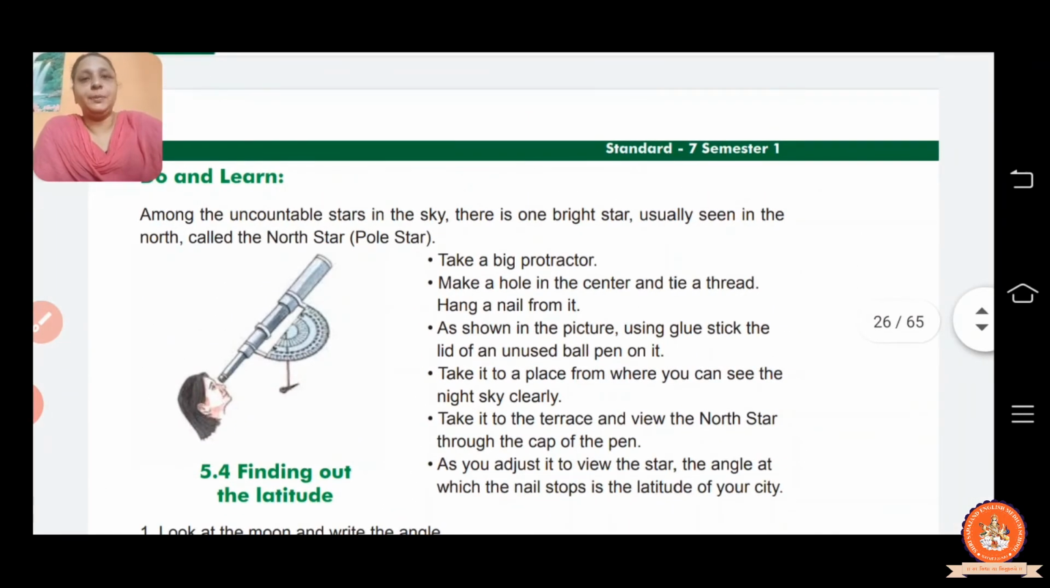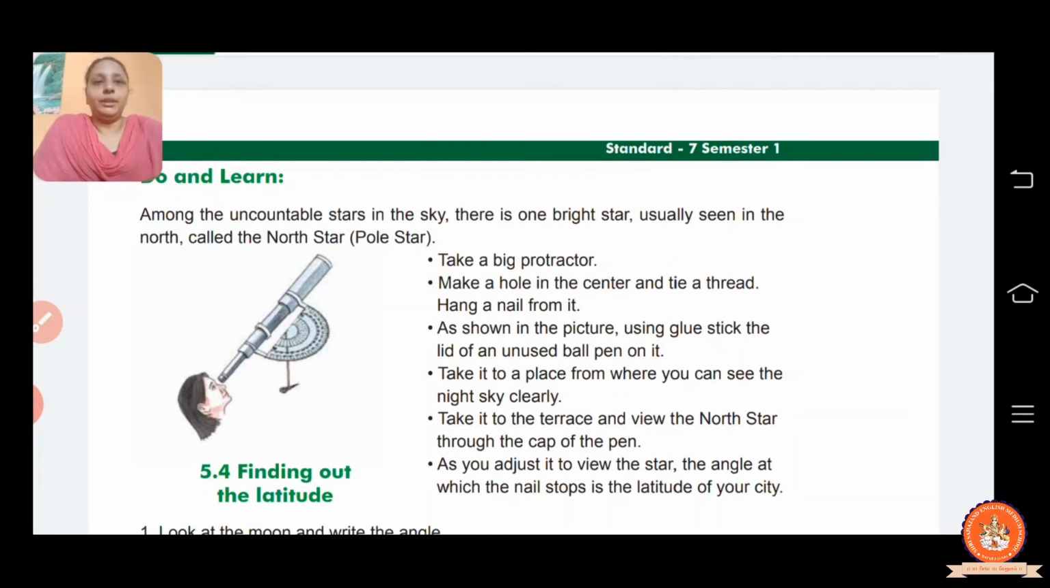Here is one experiment. Among the countable stars in the sky, there are uncountable stars. There is one bright star usually seen in the north, called the pole star. Only one pole star is situated there. We see it easily at night in the sky. Take a big protractor. Make a hole in the center and tie a thread.